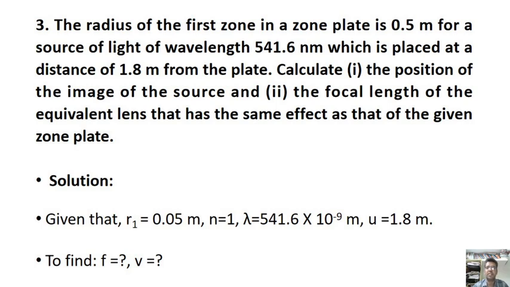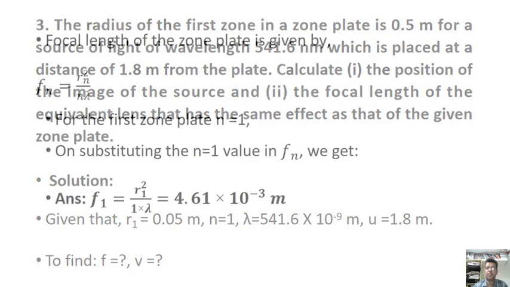So R1 is given, that is 0.05 meter, n is equal to 1, since it is the first zone plate. So lambda is equal to 541 nanometer, u is equal to 1.8 meter. So to find f is equal to how much, v is equal to how much.